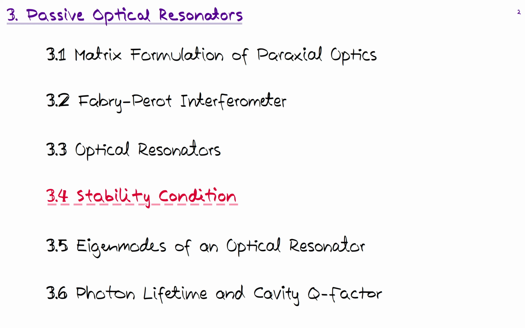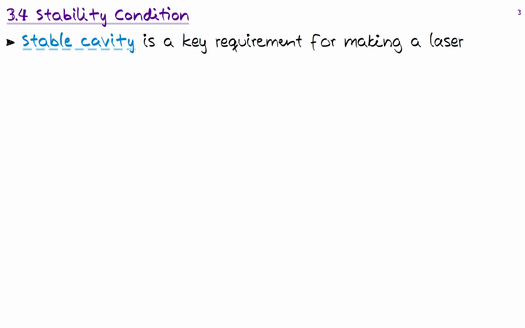That motivates, in real laser resonators, working with curved mirrors. So that's basically the motivation. We want to understand this piece of mathematics so that we can start designing proper laser resonators. A stable cavity is a key requirement for making a laser. So that's our motivation for this lecture.